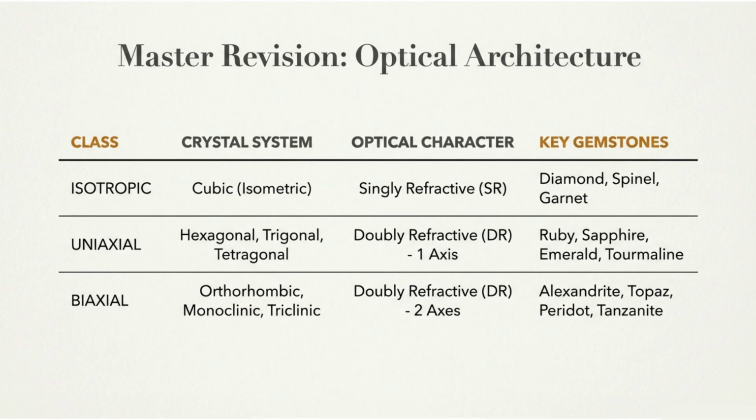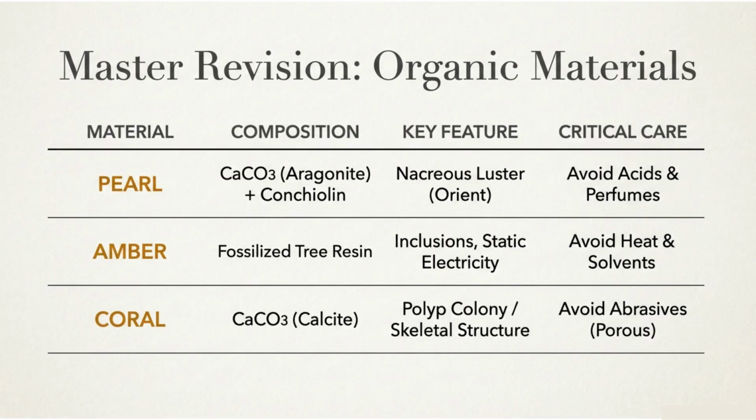Understanding this scale isn't trivia, it's damage prevention. Diamond, corundum, chrysoberyl, excellent daily wear. Beryl and topaz, good with some care. Everything softer than quartz, especially organics, should be treated like fine art, not hardware. Next master table: organic materials, what they're made of, why they're special, and how not to accidentally destroy them.